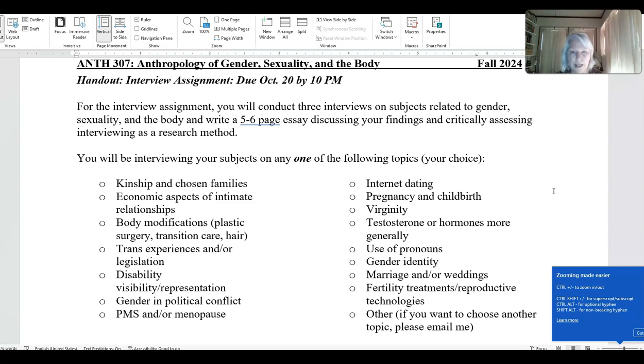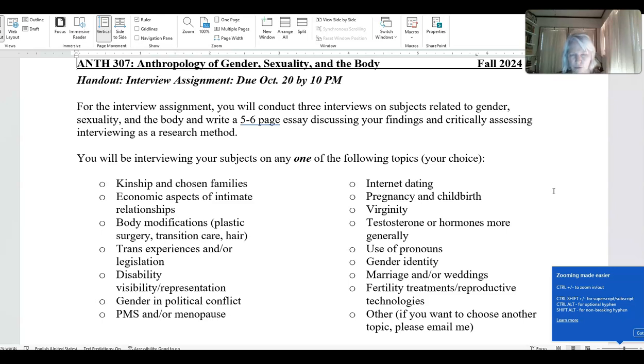If you don't like any of these and you have another topic in mind, in the general realm of gender, sexuality, and the body, which is the only thing I really ask, that's fine. You can just email me and say, hey, I want to do it on whatever, and we can talk about that, okay? So I don't want to limit what you do, but I thought it might be a good start to give you a list just to spark some ideas, okay?